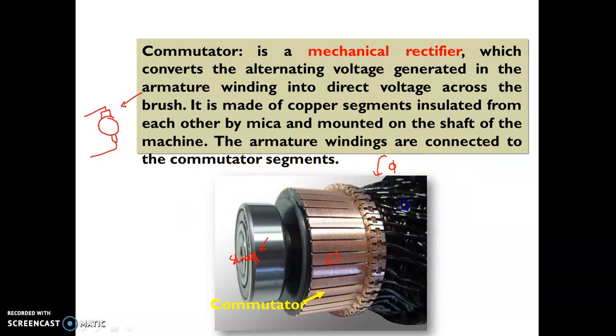The armature windings are connected to the commutator segments. You see, this is armature winding. This is commutator segment. These windings are connected here. So when it is rotated, the induced EMF is produced in this winding, and it is taken out from the brushes, and mechanical commutator converts or rectifies the electrical AC voltage into unidirectional DC.